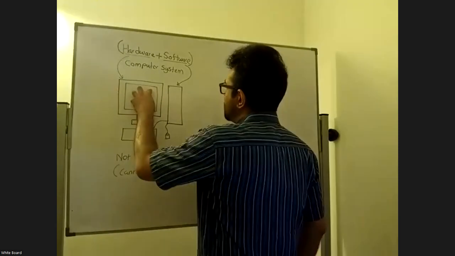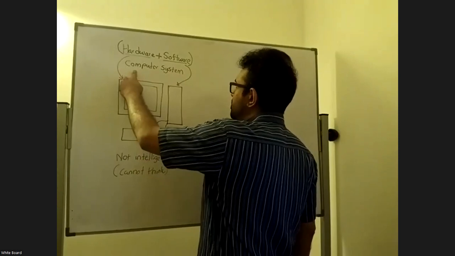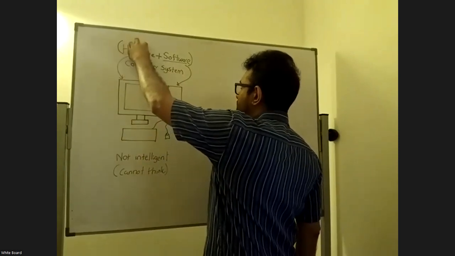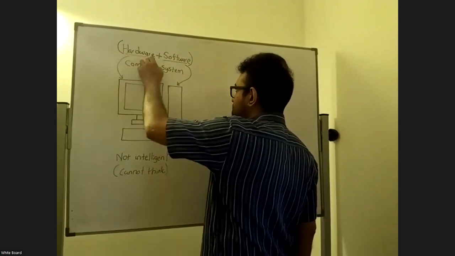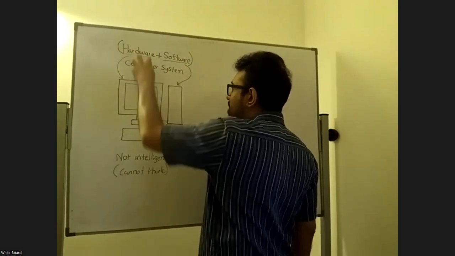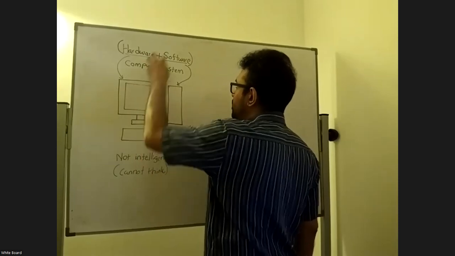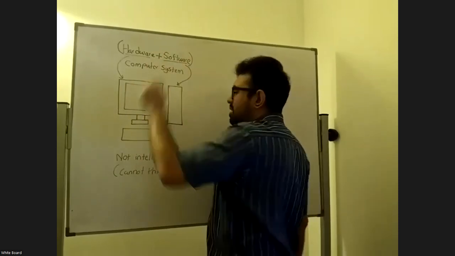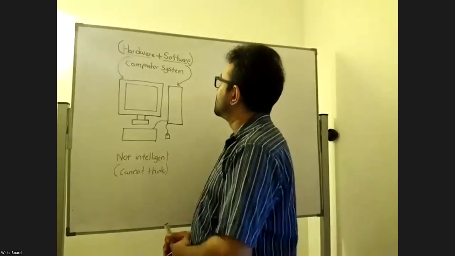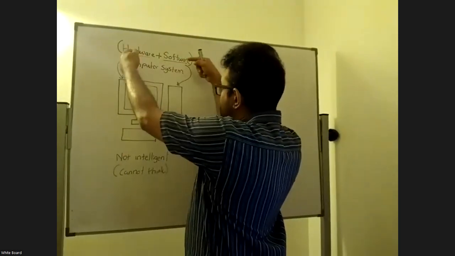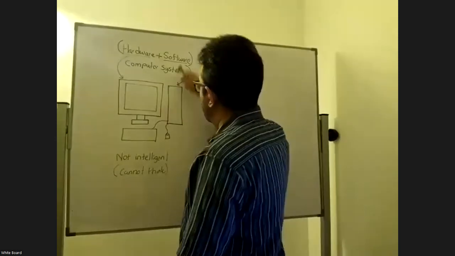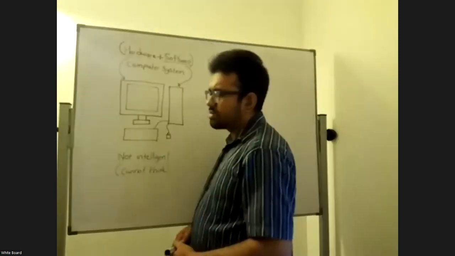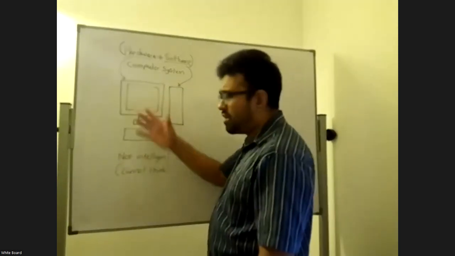So we call it the computer system. A computer system must have hardware and it also must have software. Combined, we call it the computer system. If you only have hardware, it cannot do something. If you install software, now it can perform something.